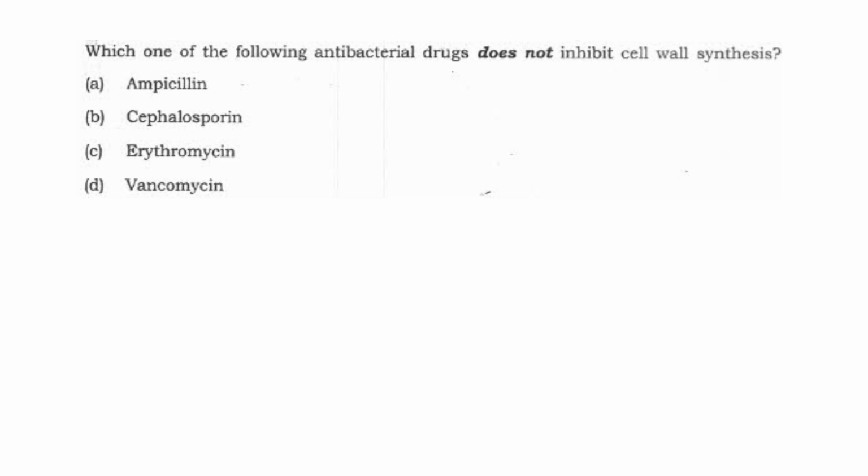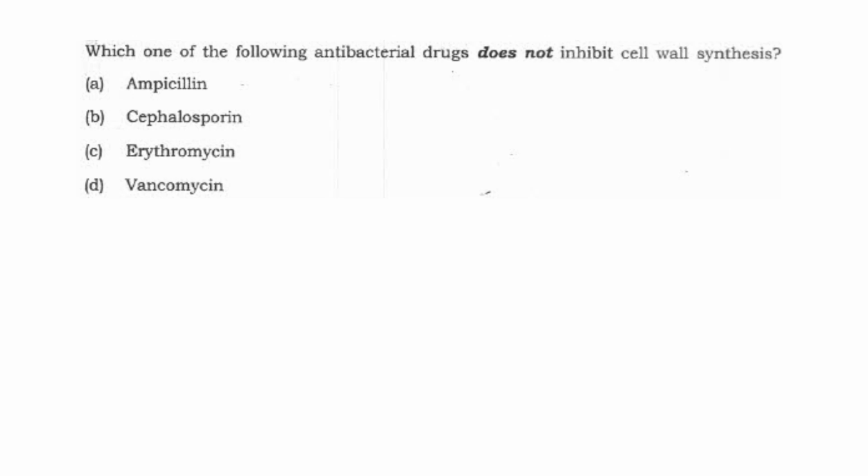Which one of the following antibacterial drugs does not inhibit cell wall synthesis? All these drugs are examples of antibacterial drugs, but their mode of action is different. Ampicillin, cephalosporin and vancomycin perform their function by inhibiting cell wall synthesis because they inhibit peptidoglycan synthesis. But erythromycin, which is also an antibacterial drug, does not inhibit cell wall synthesis.